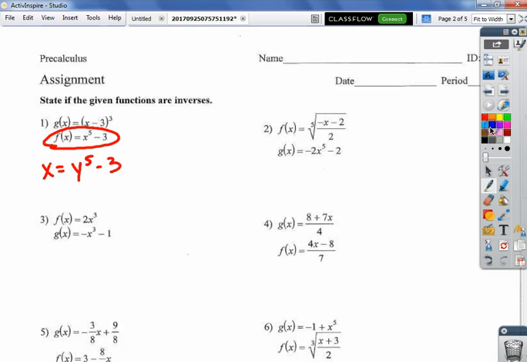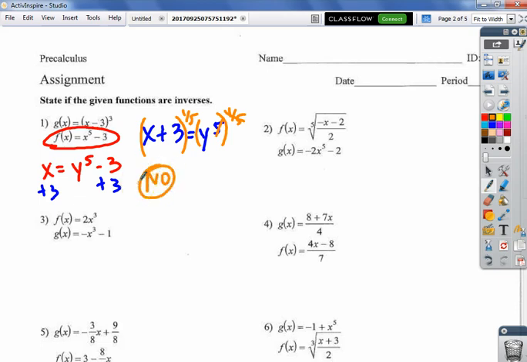Now I need to get y by itself, right? So if I add 3 to both sides, I end up getting x plus 3 equals y to the 5th. And to get rid of the 5th power, you could go to the 1/5 power. And so the 5's cancel. Now look, folks, x plus 3 to the 5th power. That's x minus 3 to the 3rd. Are they the same? Definitely not. So that's automatically a no. Okay, so that's one way to do it, and pretty simple there. But let's go ahead and jump on number 2.